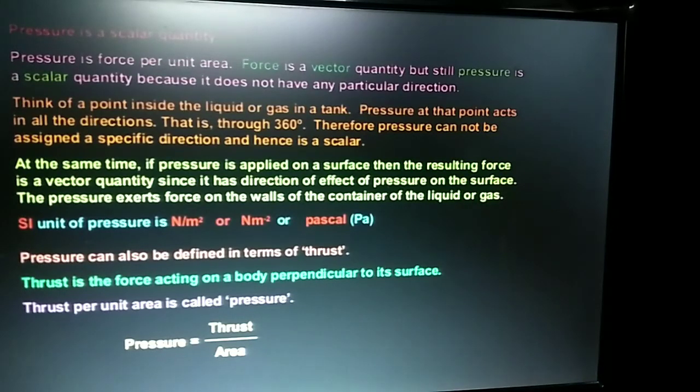The SI unit of pressure is Newton per meter square, or Newton meter square inverse, or Pascal, and it is designated by capital P and small a. Pressure can also be defined in terms of thrust. Thrust is the force acting on a body perpendicular to its surface. So thrust per unit area is called pressure. So pressure is equal to thrust by area.